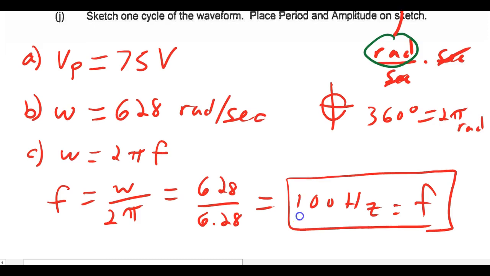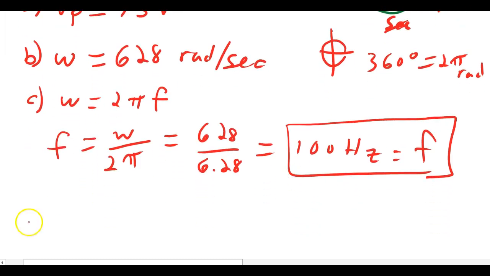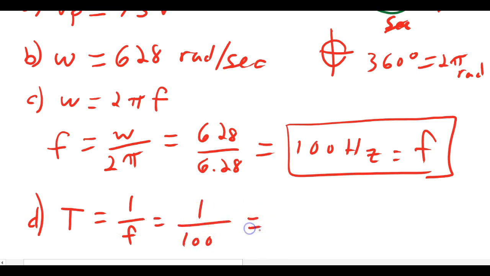Part D asks us for the period. The period is the time taken to produce 1 revolution of the voltage, or 1 cycle of the voltage. The period is represented by a capital T. It is 1 divided by the frequency. And so we have 1 divided by 100 hertz, and that gives us 0.01 seconds, or 10 milliseconds, for the period.